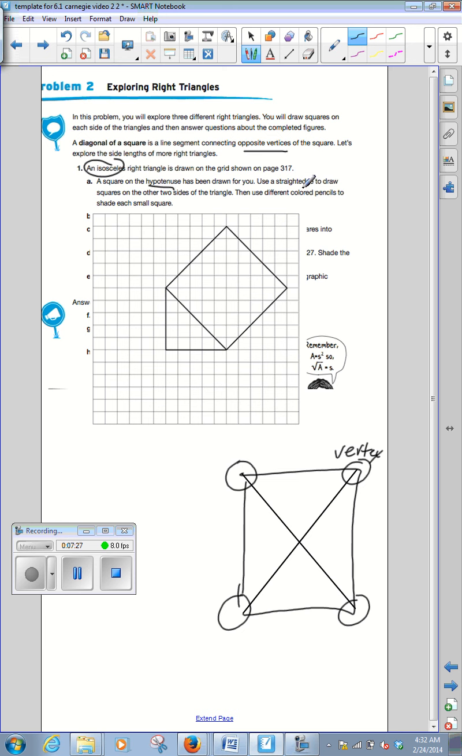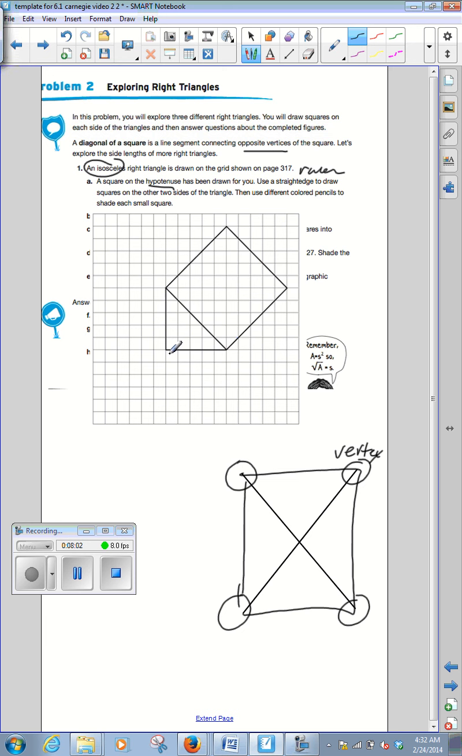It says use a straight edge, in other words, a ruler, to draw squares on the other 2 sides of the triangle. You notice that the square is the same length as the side of the triangle that's given. So what they're asking you to do is actually draw squares, just like this one, that are the same length as the side of the triangle. I want you to pause the video and try it yourself. I'm assuming now that you've done that.